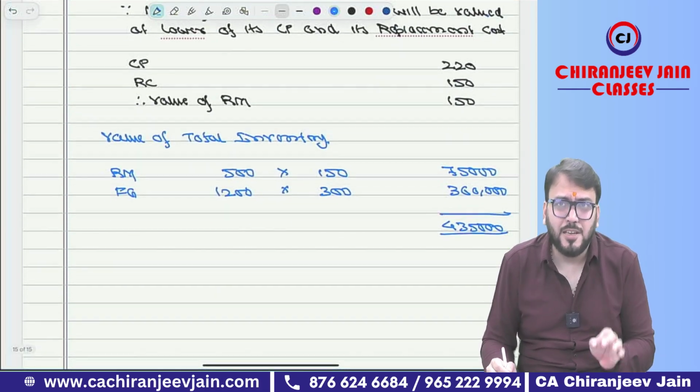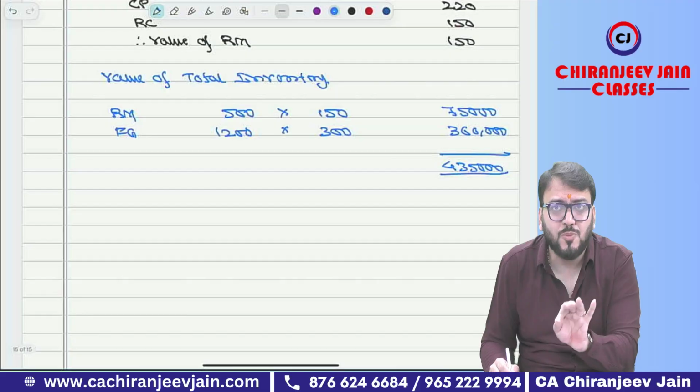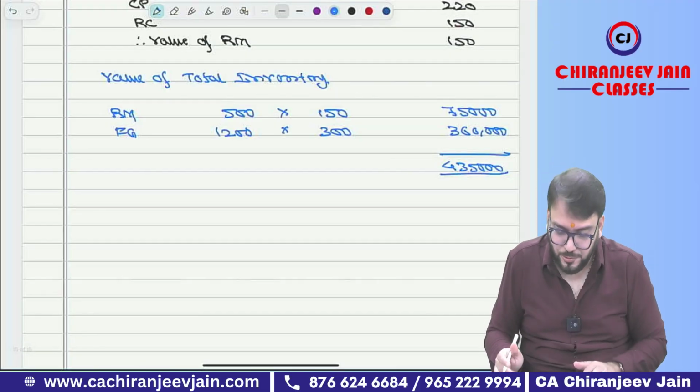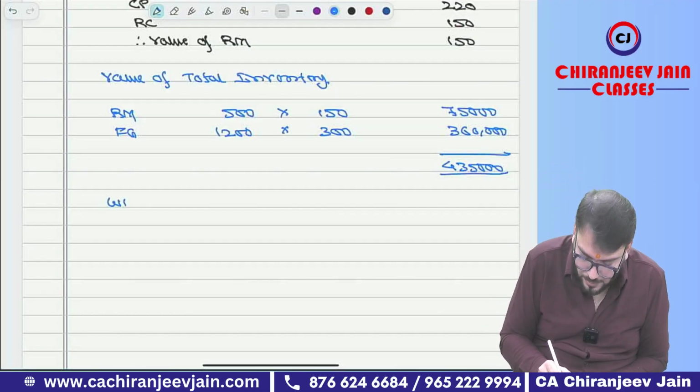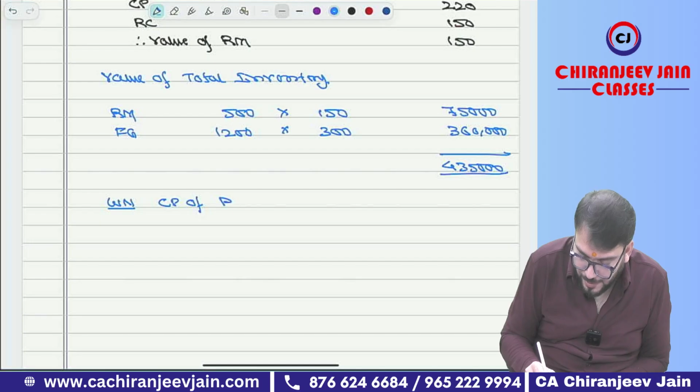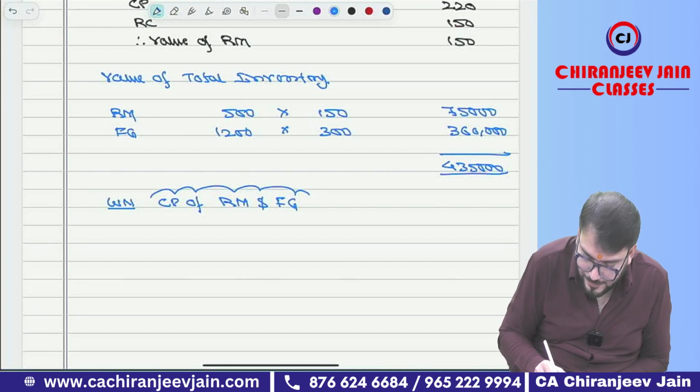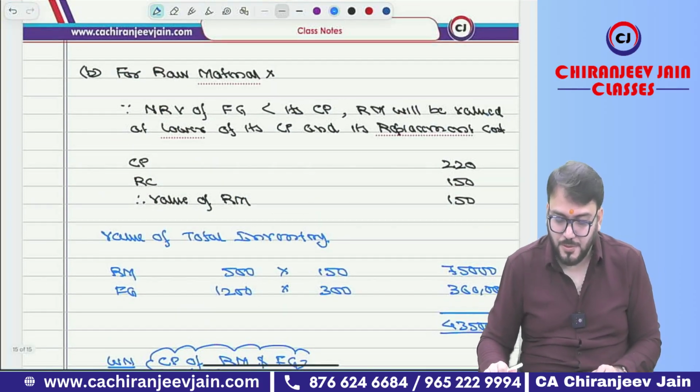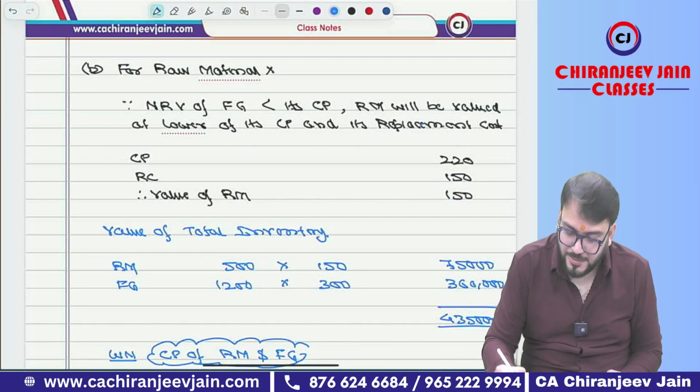Then only you can give a working note for the cost price of finished goods and cost price of raw material. That you can do by your own. That you can provide. Have you understood this entire thing?